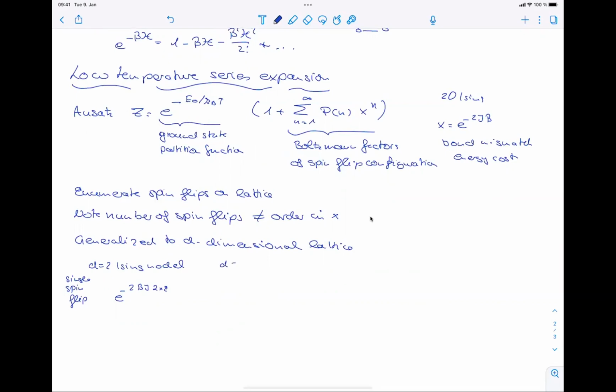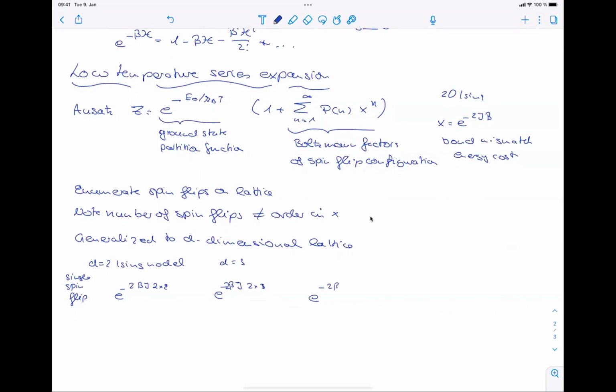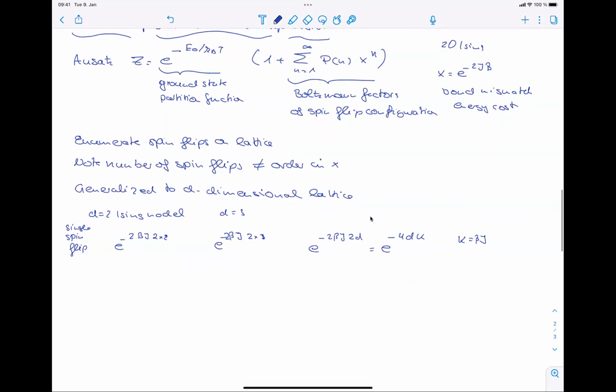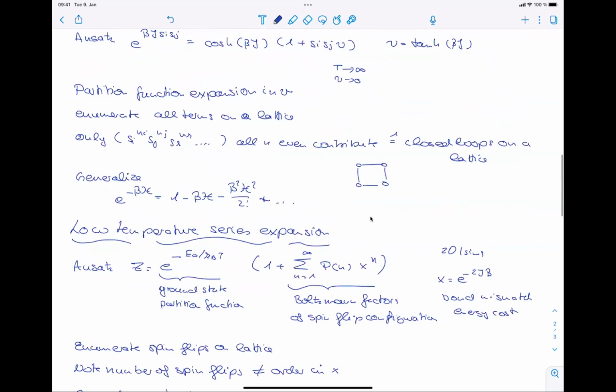In d equals 3, I would break 6 bonds, right? 2 more for top and bottom. So I can write this as 2 beta J, the cost, and then 2 times 3. I hope you believe me that this can be generalized to 2 beta J times 2d, which, if you read Carter on this, is then enumerated as 4dK, where K is just an abbreviation for beta J. Okay, and so today we're going to use these.